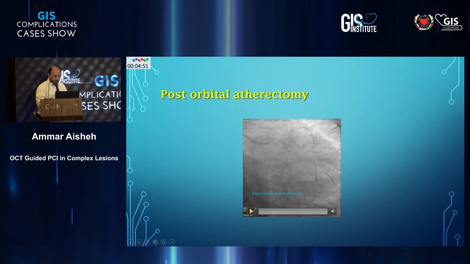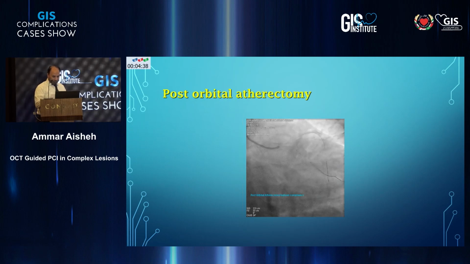This is post-orbital atherectomy. The balloon easily crossed. Then it is also mandatory, post atherectomy, whether rota or otherwise, to do an NC balloon and see if the lesion is dilating or not before putting in your stent.